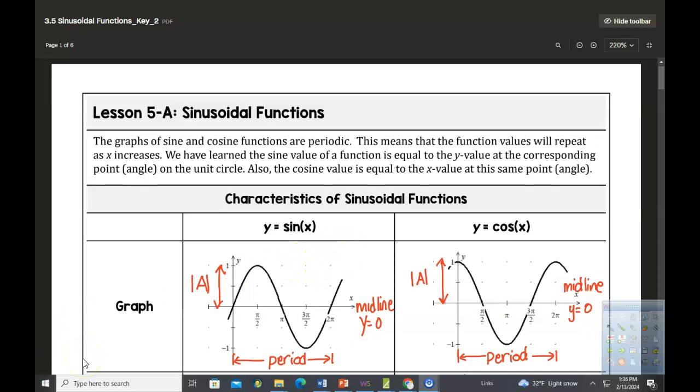Today we're going to be looking at 3.5 sinusoidal functions. We're going to do some more stuff with graphing and recognizing parts of the graph. It's going to be more review, kind of. We're going to be cementing in those things that we're learning.